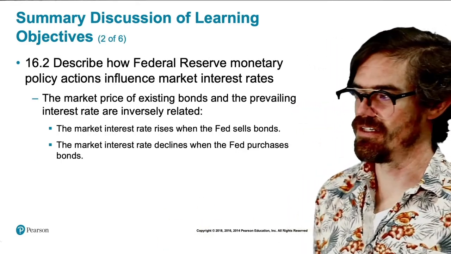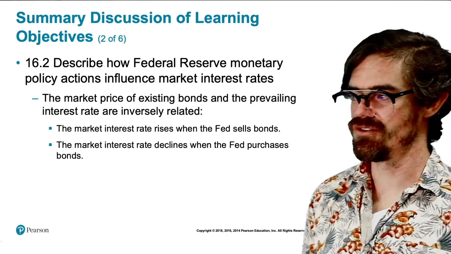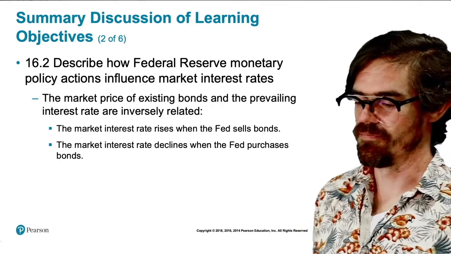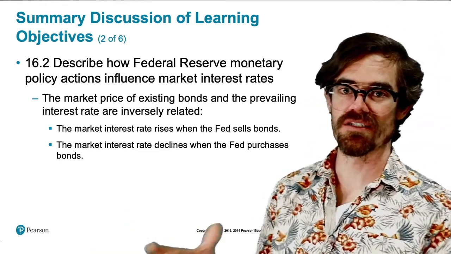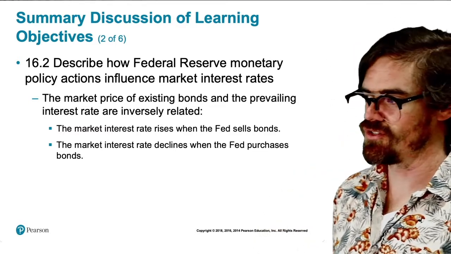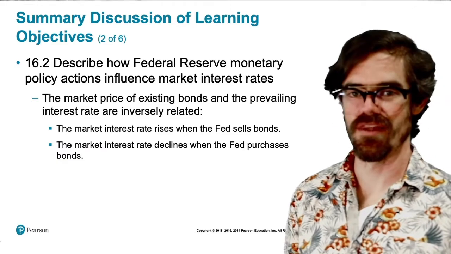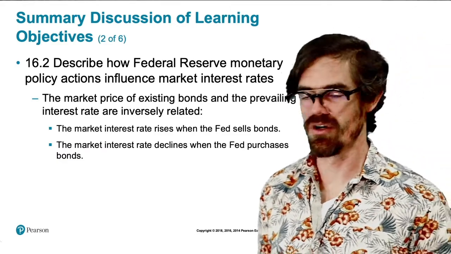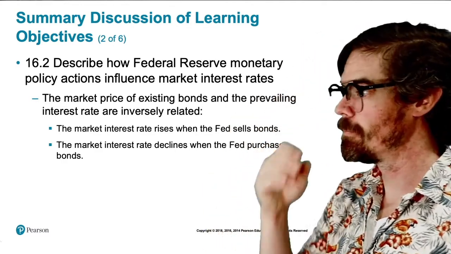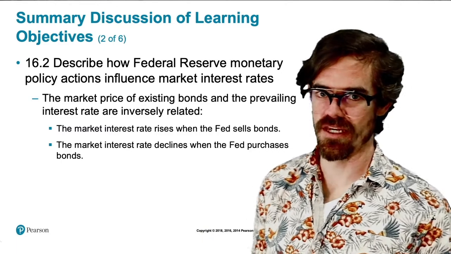Next, we looked at describing how Federal Reserve monetary policy actions influence market interest rates. So how when they change the money supply by buying or selling bonds, how does that translate into a change in interest rates? So market interest rates go up when they sell bonds, and market interest rates go down when they purchase bonds. Remember that the price of bonds is inversely related with interest rates.